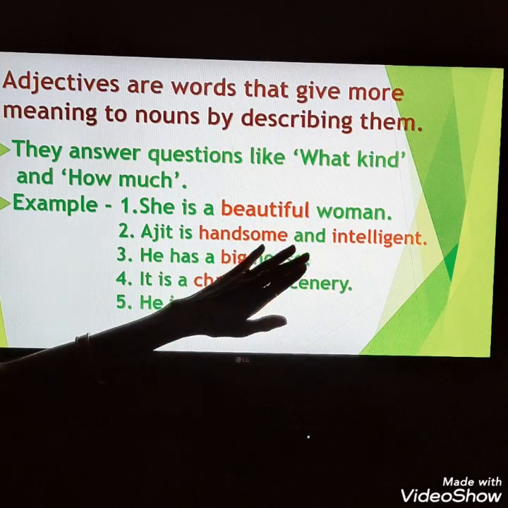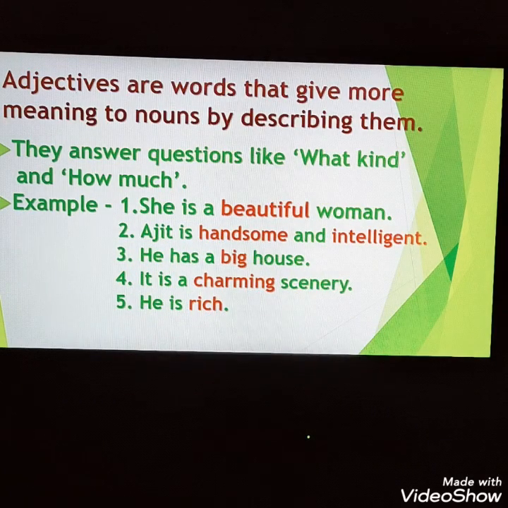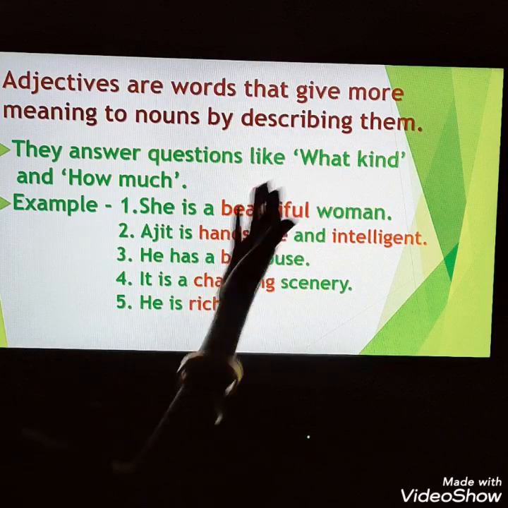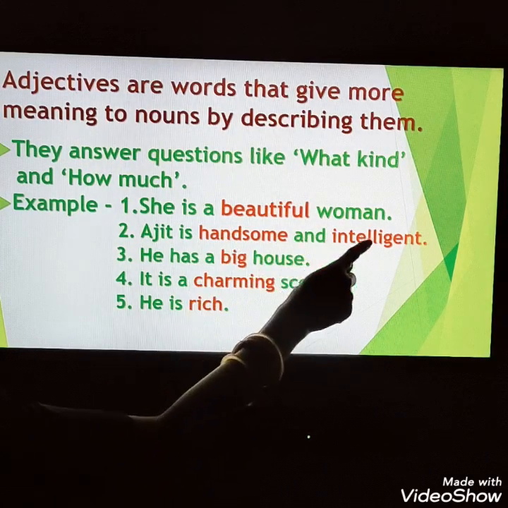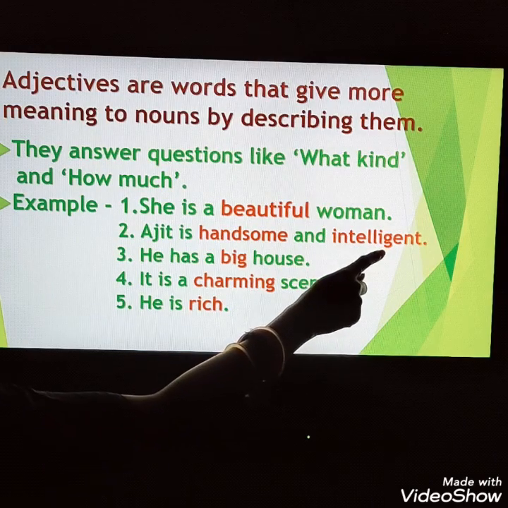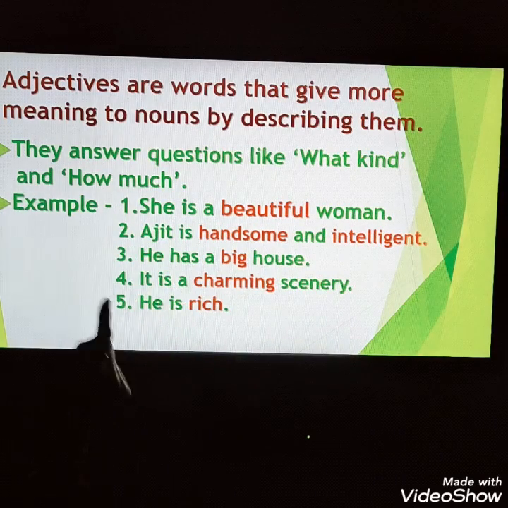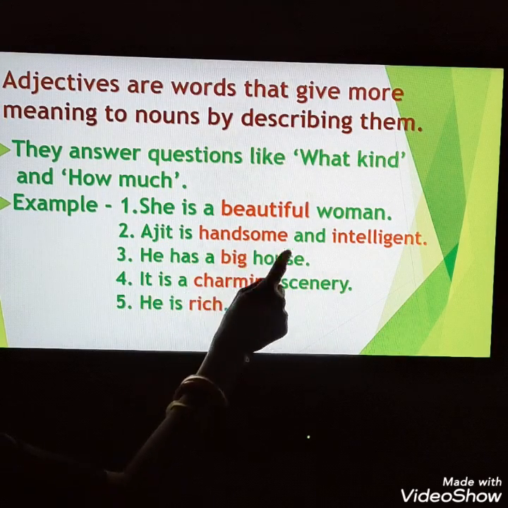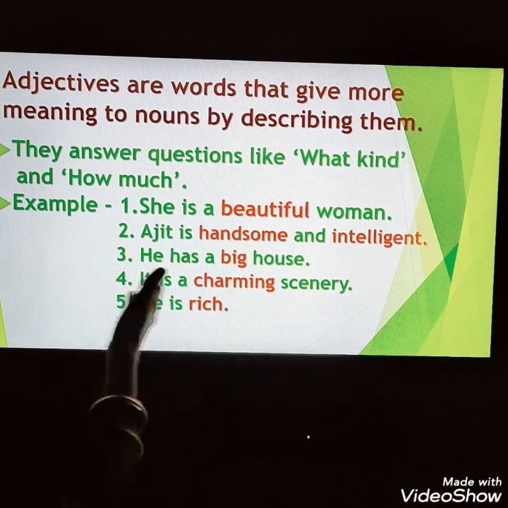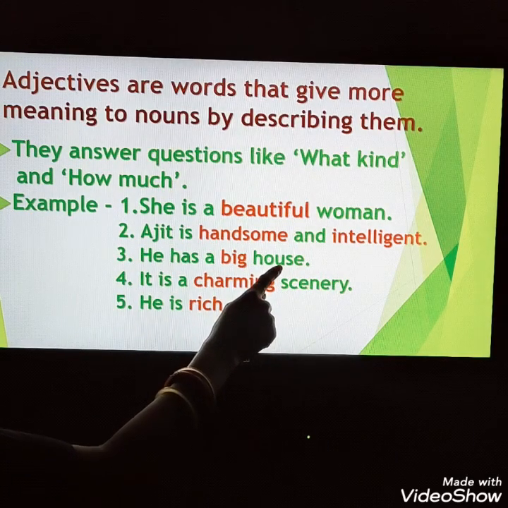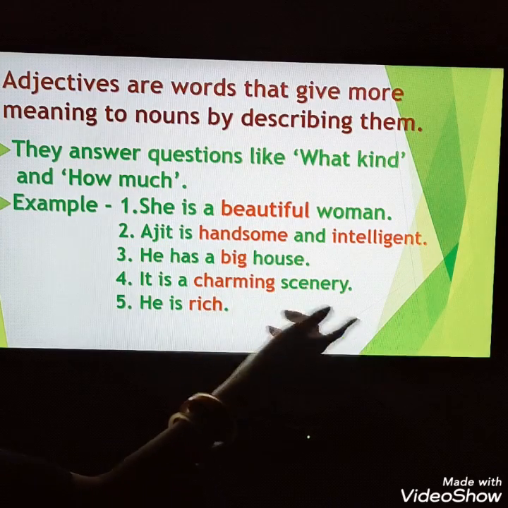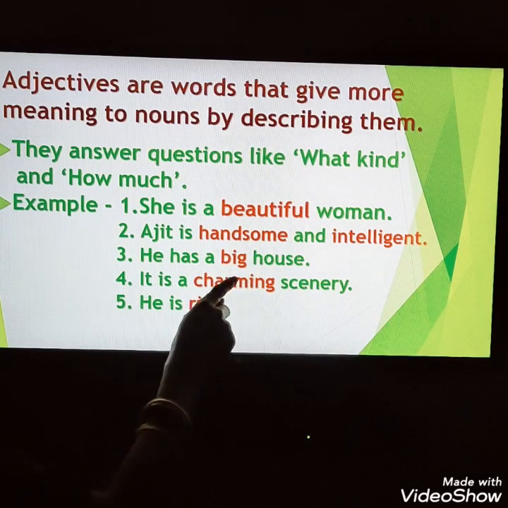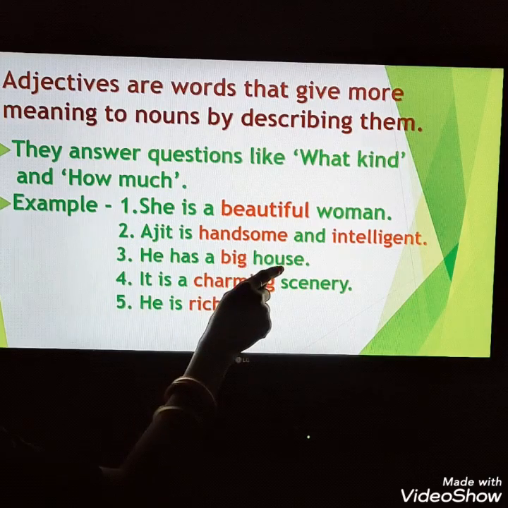Ajit is handsome and intelligent. What is the personality of Ajit? What kind of person is Ajit? He is handsome and intelligent. So, handsome and intelligent are describing words which are describing Ajit. He has a big house. What is the noun in this sentence? House. We are talking about the house. What kind of house is it? Big. So, this is the describing word of the noun.